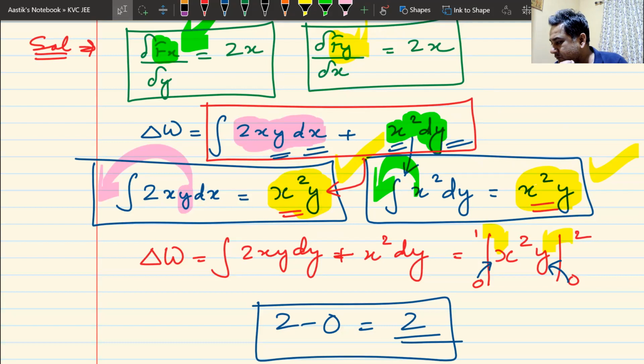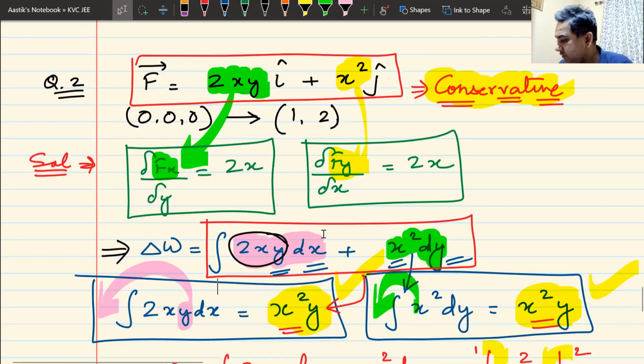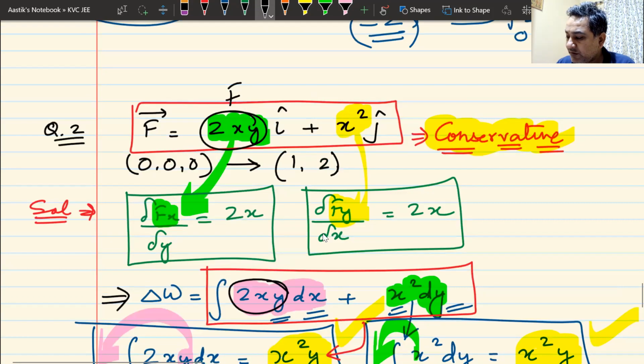Sir, can you say how did you get that delta W value? What delta W value? Work done is equal to the integral of fx dx plus fy dy. That is what we have been doing since the first day, beta. F of x is 2xy. F of y is x squared. See, this is f of x. You don't know what is f of x? Don't know what is f of y? Now just put the formula.